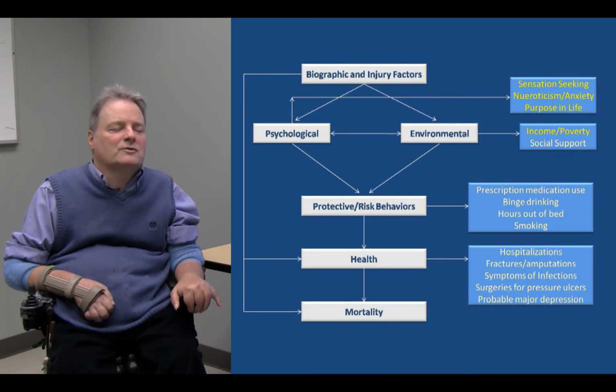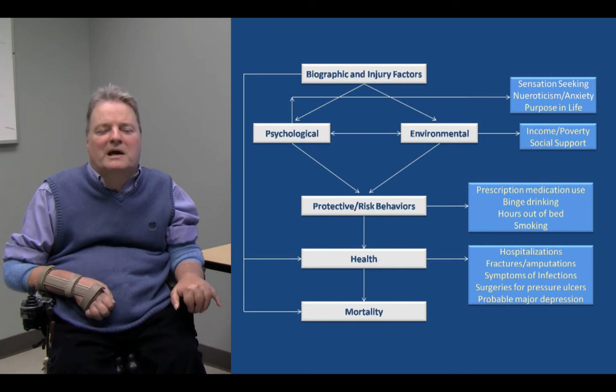And then the last factor is social support. People who have good, strong support in their communities from their families, they are likely to live longer. So this is a summary of the research model that we use, a summary of the factors that we've identified in relation to early mortality after spinal cord injury. The factors we've identified are the most important in each group.